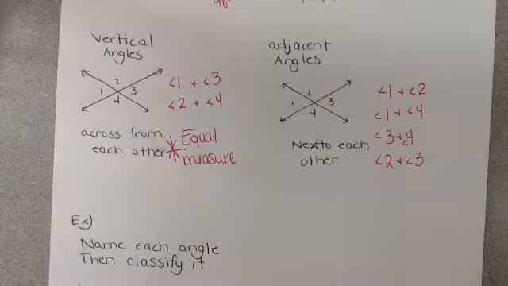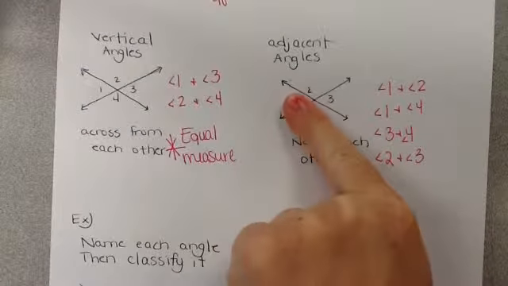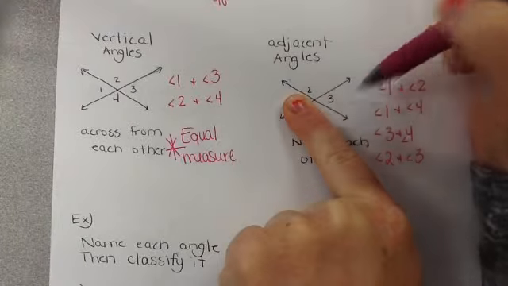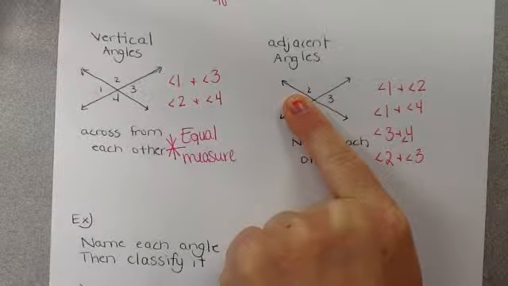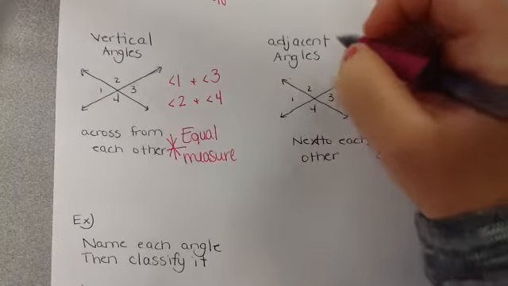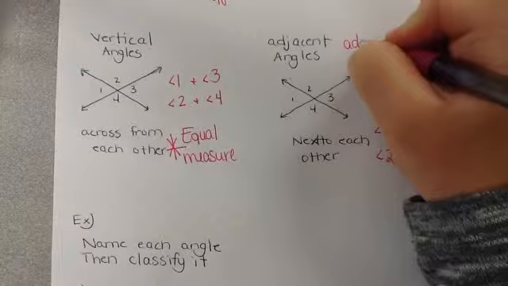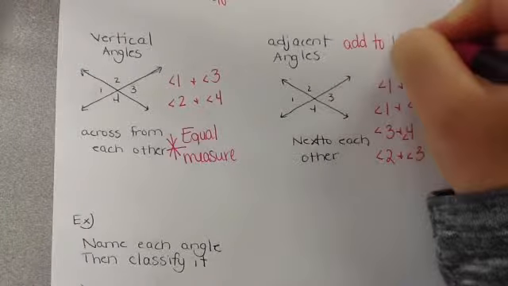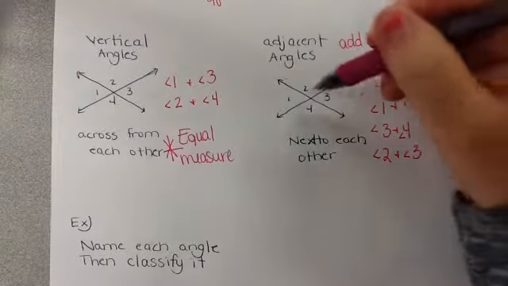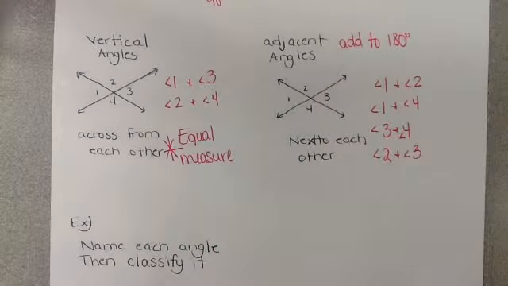If you look, what do these 2 angles form right here? A straight line. So angles that are next to each other, that are adjacent like that, add up to 180. Adjacent angles like that make a straight line, add to 180. If they make a straight line, then they add to 180.